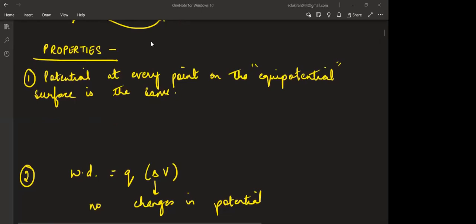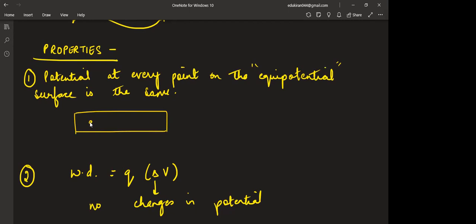See, coming to the properties of equipotential surface. So the first point says that potential at every point on the equipotential surface is the same. So if you choose any particular point, A point, B point, C point, the values of potential VA is equal to VB is equal to VC should be the same. So potential at every point on the equipotential surface is the same.